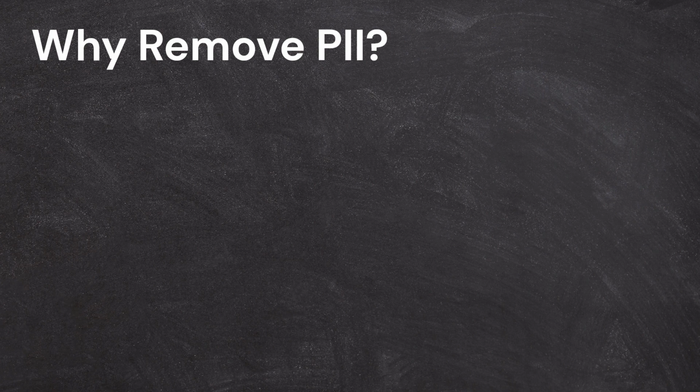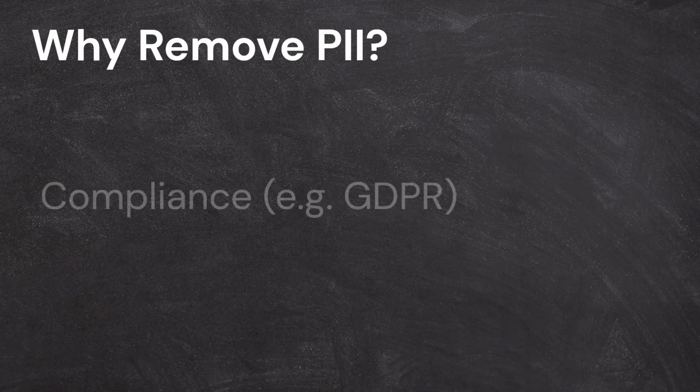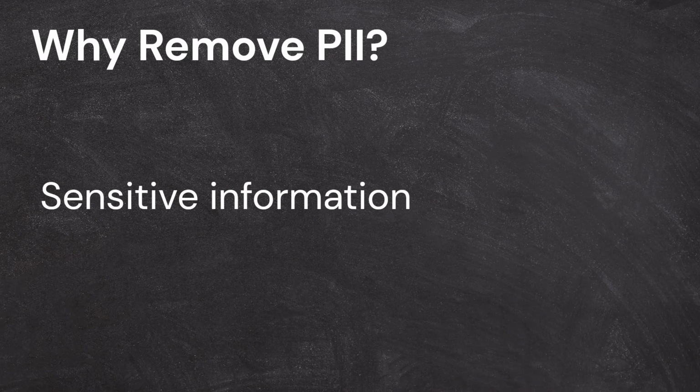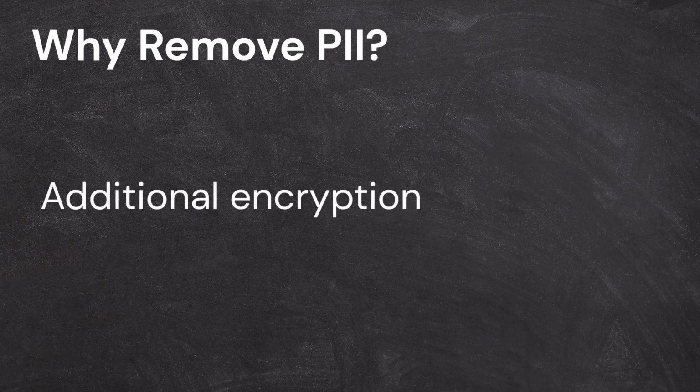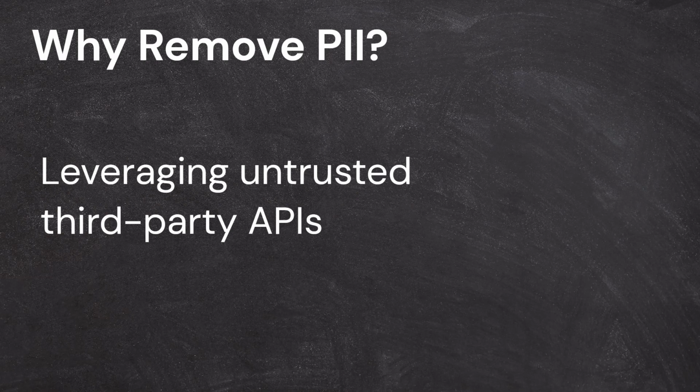There are multiple reasons why businesses might want to remove PII. Some of them are compliance, for example GDPR, working with sensitive information, data aggregation where PII is not needed, further encryption of PII data, or leveraging untrusted third-party APIs. Some companies might not have complete trust of some vendors and their APIs. A recent example is the growing concern about the use of generative AI APIs like ChatGPT at OpenAI.